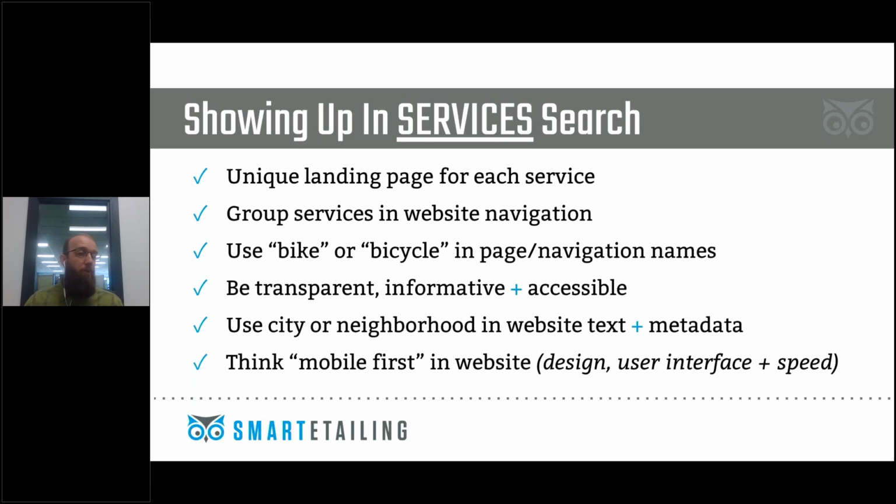In the navigation, you can group your services. So you can have just a services button that, once it unfolds, shows each of the individual pages that someone can click through to. When you're naming those pages, don't just name it repair. Name it bike repair or bicycle repair. You want to send signals to Google what type of repair you do.